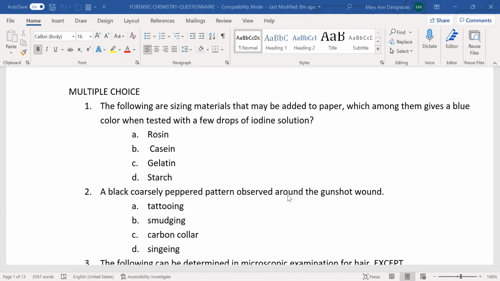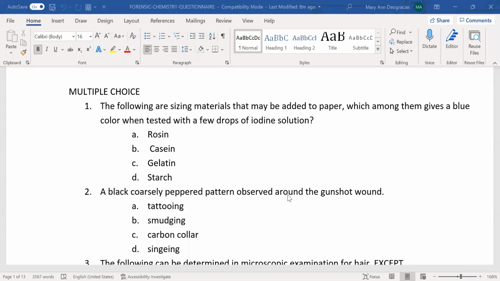All right, so take note also the test reagents which are used for number 1. For rosin, ether is the test reagent, E-T-H-E-R. Casein is Millon's reagent. And then gelatin is tannic acid. So I am referring to the test reagents ha. Ang starch, it will give a positive result with iodine solution. Kasi minsan hinahanap din yung mga chemicals na pinangtetest dyan. These 4 are actually sizing materials which may be present in paper.